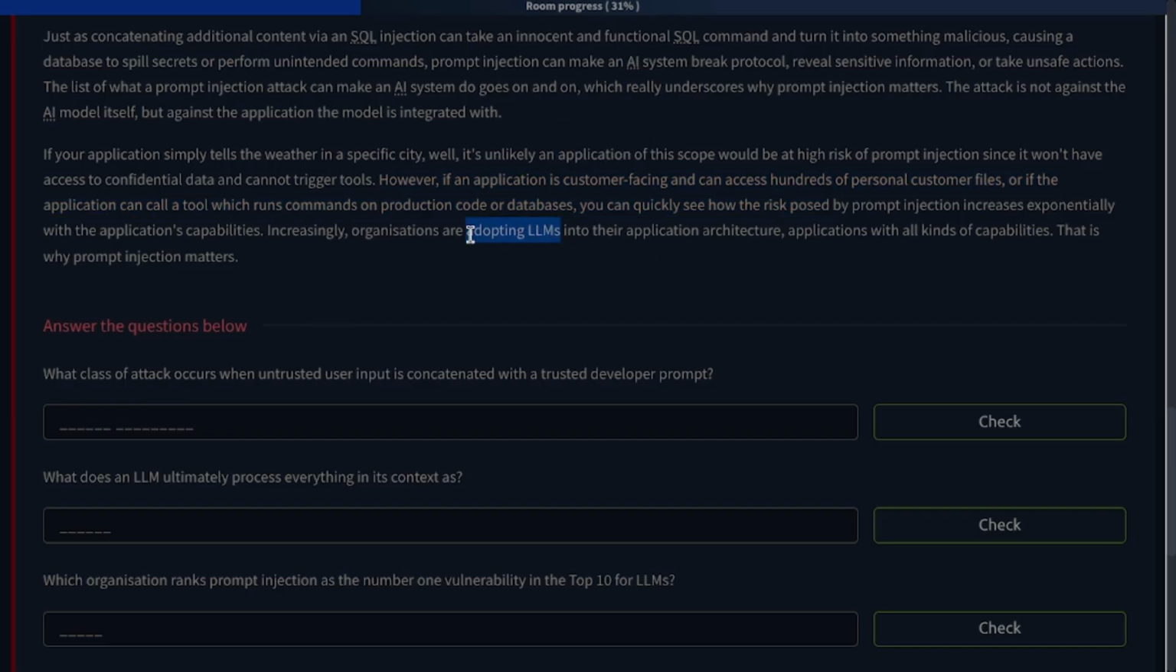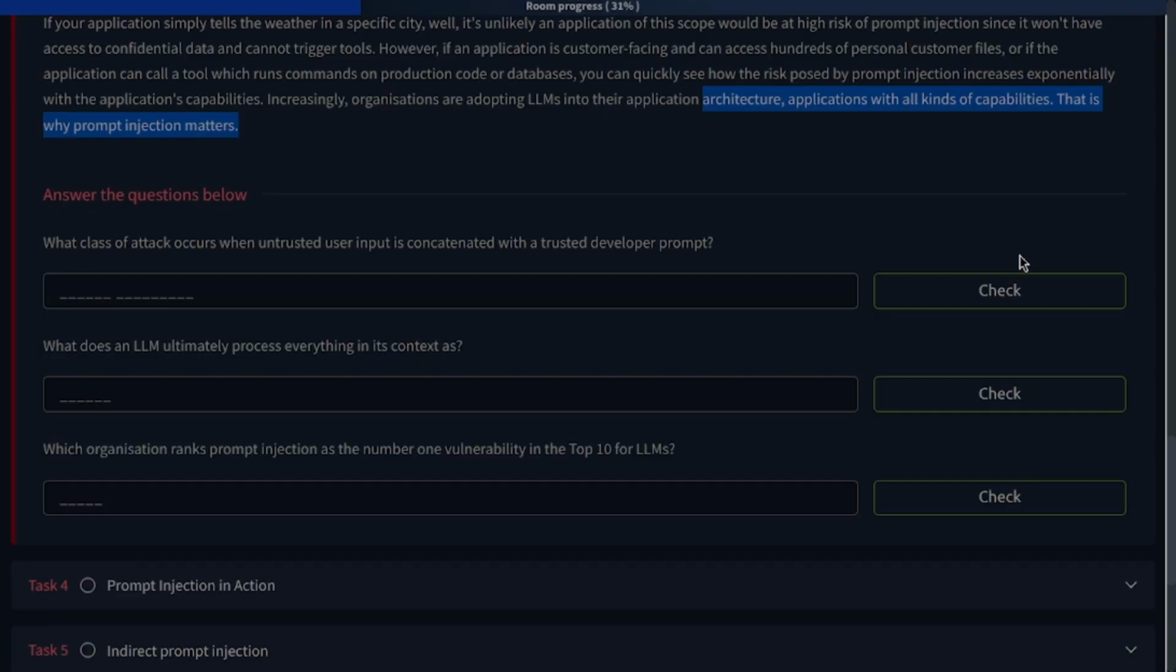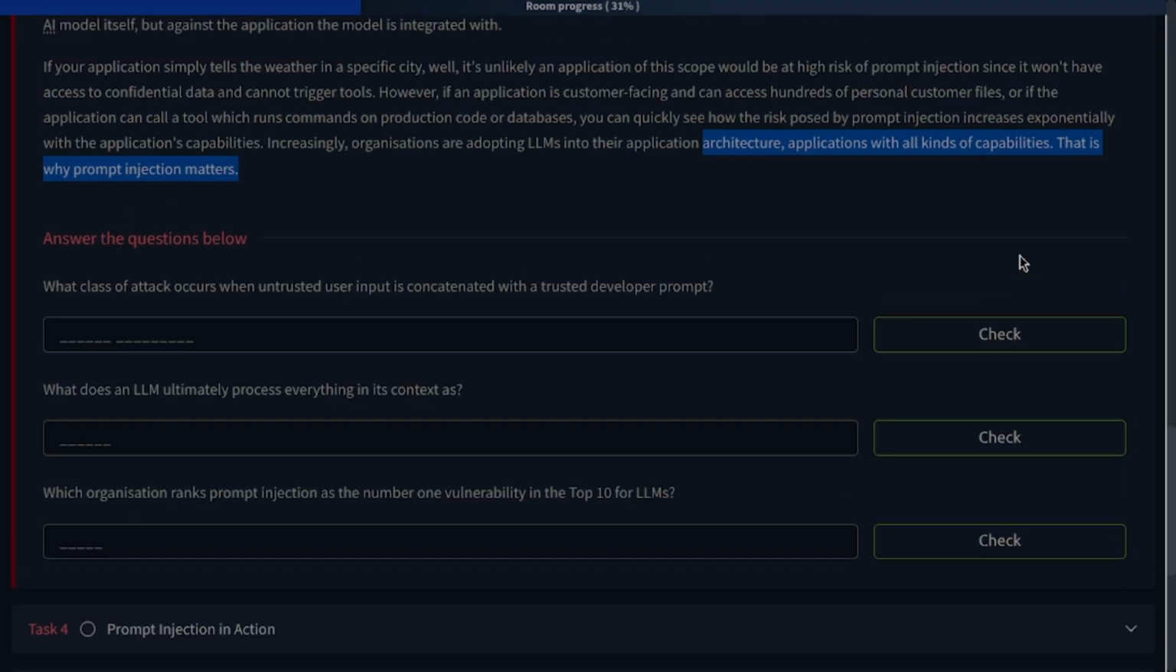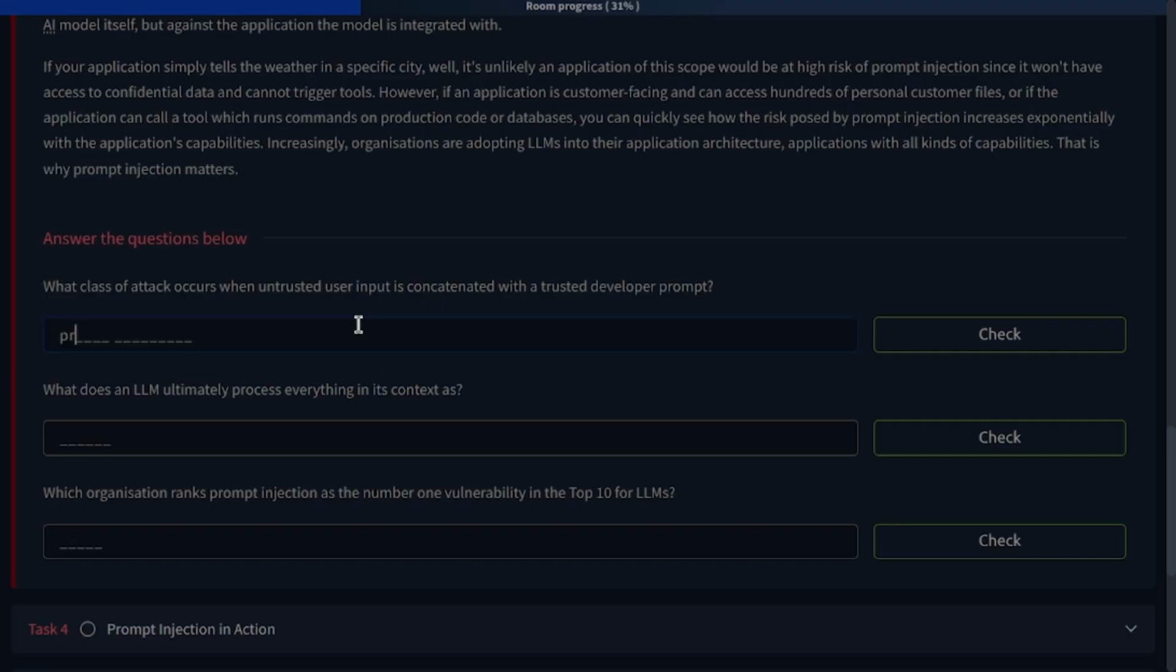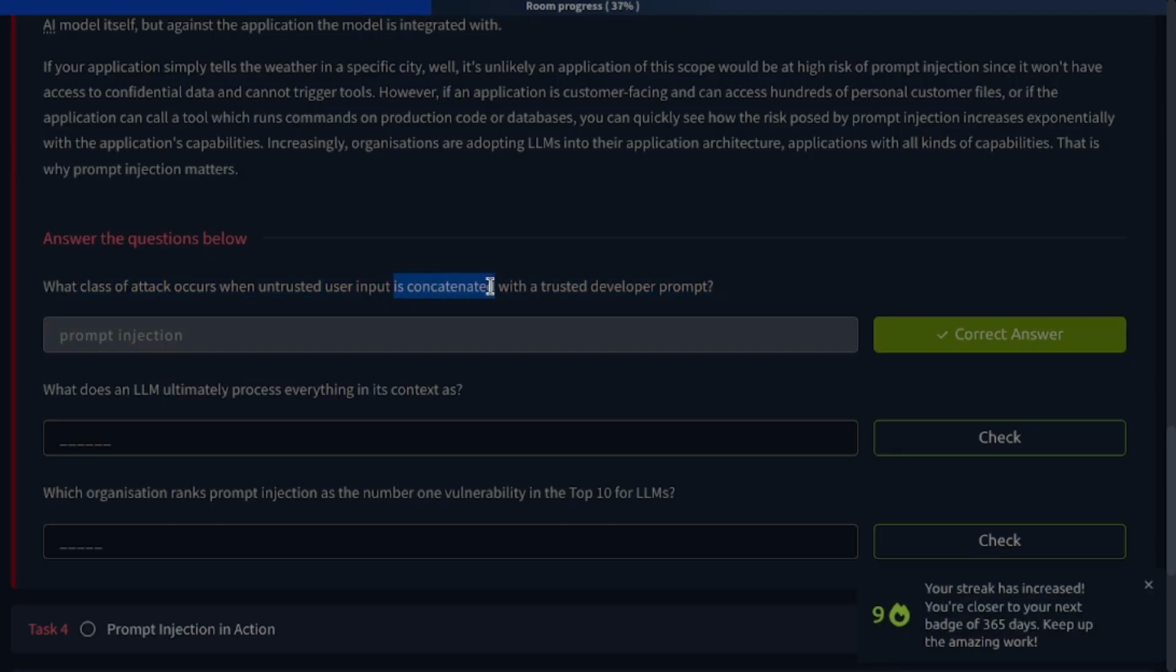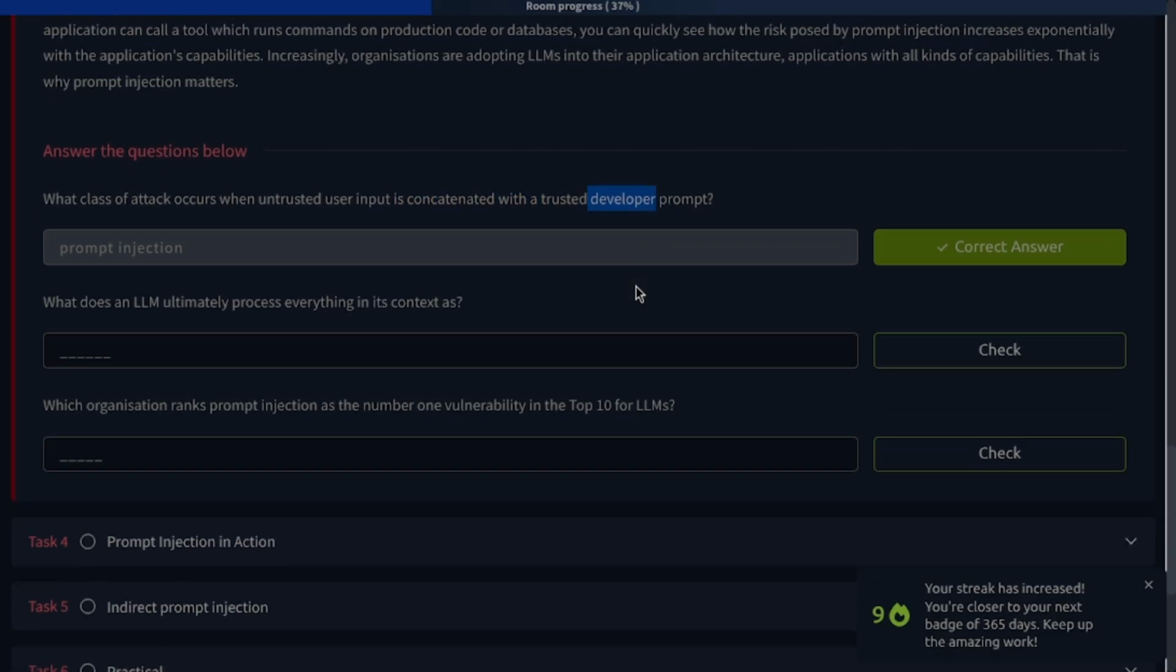Increasingly, organizations are adopting large language models into their application architecture, applications with all kinds of capabilities. That is why prompt injection really matters in 2026, and it's going to increase further as AI evolves. So what kind of attack occurs when an untrusted user input is concatenated with a trusted developer prompt? We discussed it, it's a prompt injection, and this is the definition of prompt injection.